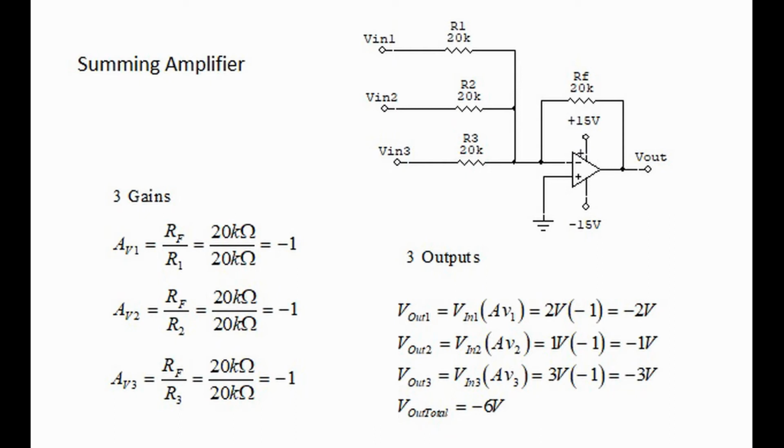As you can see, 2 times negative 1, 1 times negative 1, 3 times negative 1. And then what we simply do is take all the output voltages and add them together. We can sum them together and we have negative 6 volts.